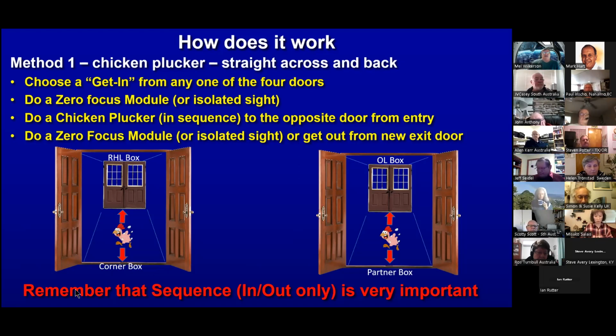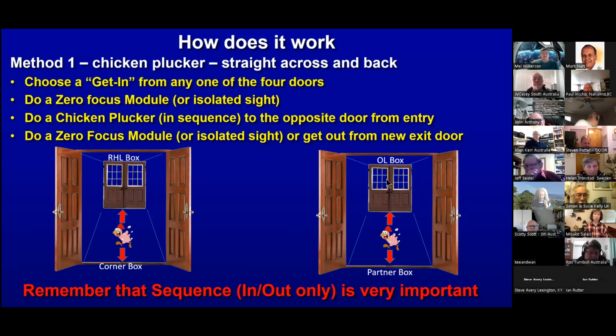And again, remember that sequence, in and out, they can either be in sequence or out of sequence only. That is very important, and you'll see why later on. So if you go into a corner box, you're looking at a right-hand lady box. That's what's directly opposite you. The same thing, if you go into a partner box, you're looking at its opposite, which is an opposite lady box. And this is just moving back and forth across the square.